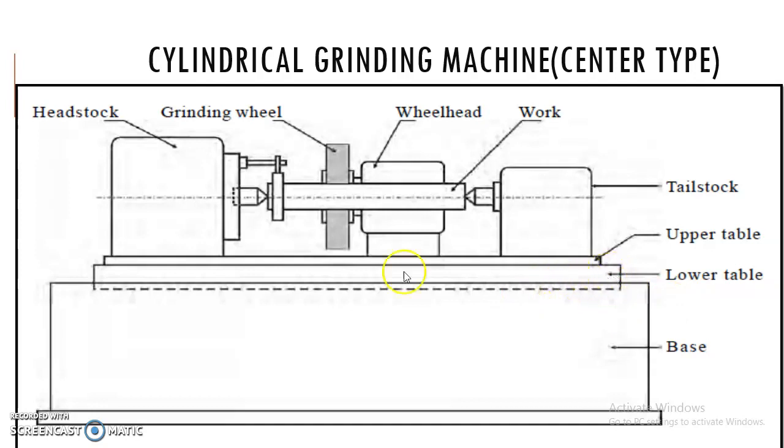The lower table you can slide longitudinally, and the upper table and the lower table can have an angular sliding movement in between each other, where you can turn the upper table so that the entire assembly can be made inclined. So this is the construction of a cylindrical grinding machine.